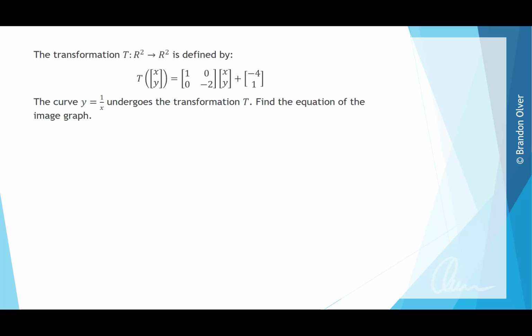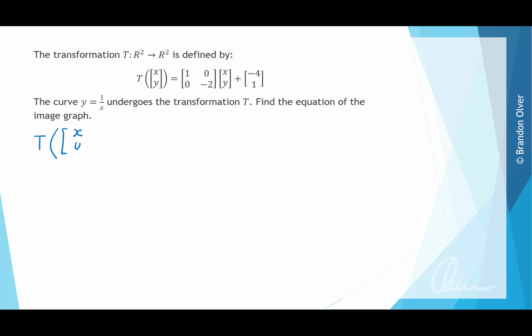The transformation T is defined by the matrix equation written below. The curve y equals 1 divided by x undergoes the transformation T. Find the equation of the image graph. So the first thing we need to do is evaluate the matrix transformation.